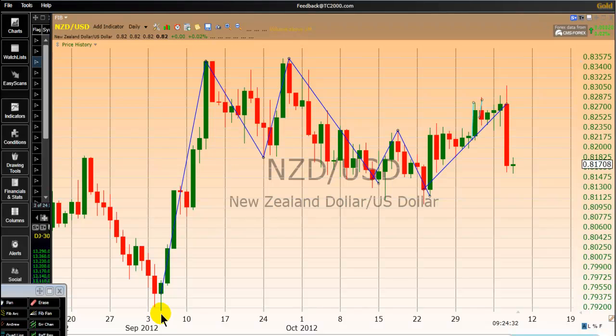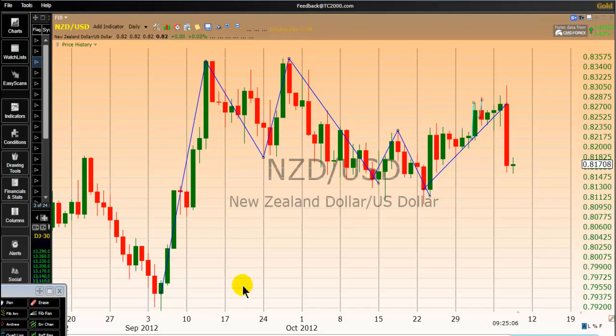This pattern took place, if you check the date here, from the 3rd of September 2012 up to now. It started on the 3rd of September 2012, and we have had all this pattern up to now for the New Zealand dollar US dollar currency pair. When we are talking about a fractal pattern, we are talking about a pattern that is replicating itself on various time frames. We are talking about technical trading, active fractal trading.